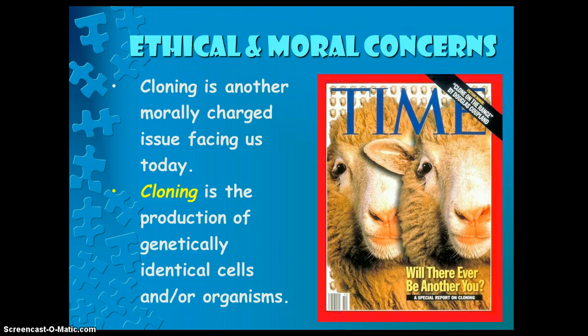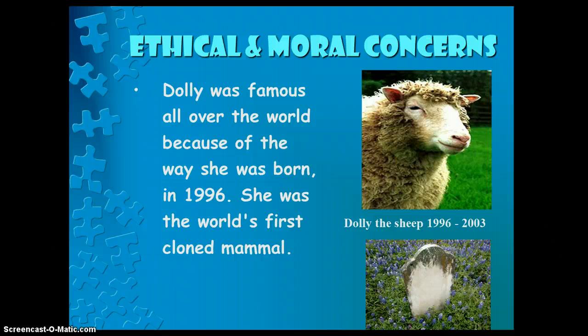And say we wanted to clone Dolly, which is the famous cloned sheep. We would extract Dolly's DNA and insert it into the donor egg, and insert that into a host, which would support the embryo and the fetus throughout development. So Dolly was famous all over the world because of the way she was born in 1996. She was the world's first cloned mammal.